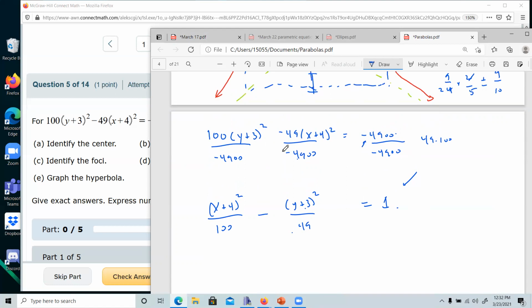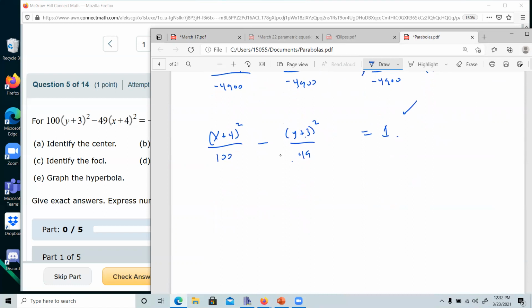So again, don't let them fool you. Don't let them trick you. We're better than that. So in this case, we have pluses and pluses. So my center is -4, -3. Same idea as we had for the circle and for the ellipse. The negative belongs to the formula x minus h. So x plus 4 is x minus -4. So there we are. That's our center.